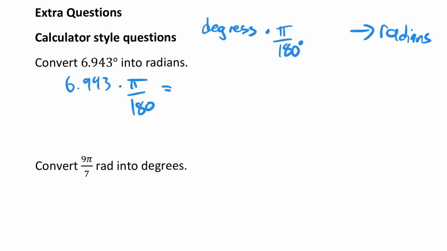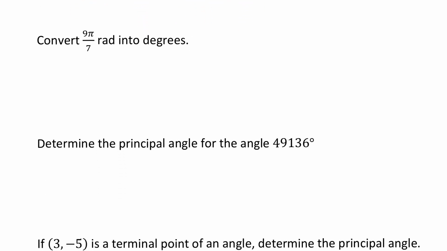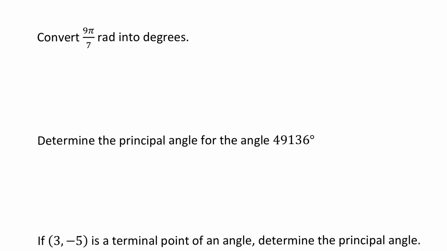Now, because there's so many decimals here, this is definitely a calculator question. So you go ahead on your calculator, you multiply by pi, you divide by 180, and you get 0.121. Now, it's nice to write rad next to it just so we know that it is a radian. And again, if you're wondering, we want 3 decimal places. We want to make sure that we have a nice rounded final answer. Let's go ahead and go the other way. Let's convert 9 pi over 7 rad into degrees.